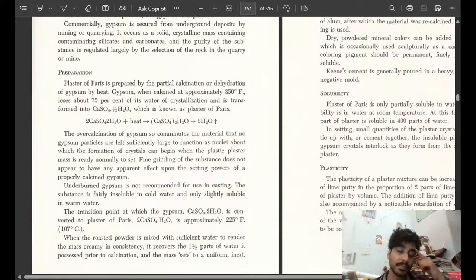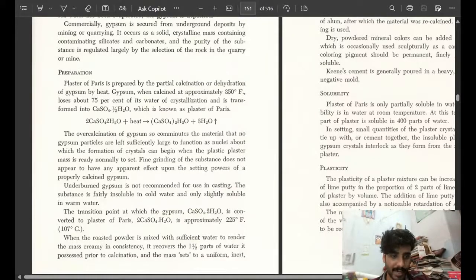So, underburnt gypsum is typically not recommended for casting, because even the casting material that we use as sculptors is processed properly in the quarries or factories before we use it. It's not underburnt, because if it had been, the substance becomes fairly insoluble in cold water and only slightly soluble in warm water, so it cannot be used properly for casting and these purposes.